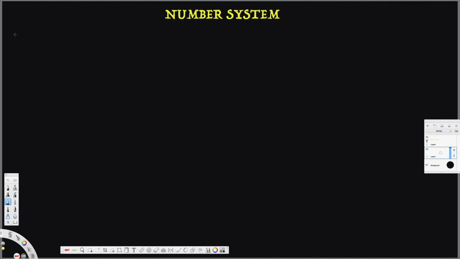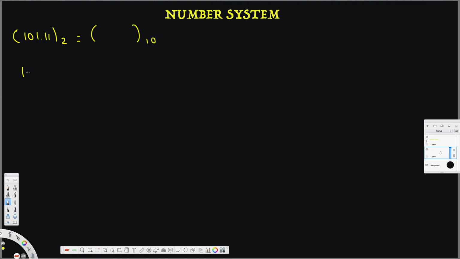Now let's look at an example. Let's say we have a number like 101.11, the base is 2, and we want to convert this one into decimal. Now let's see how to do that.